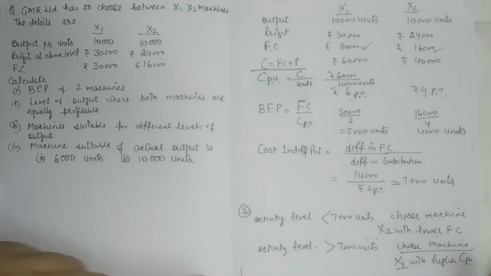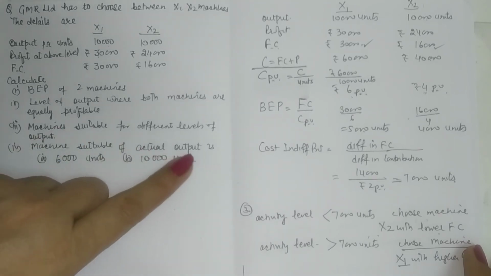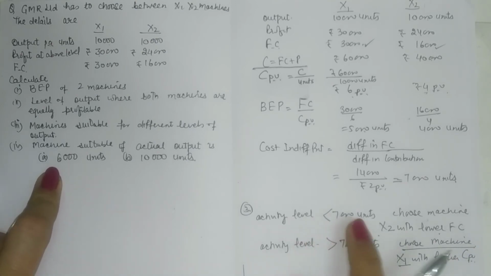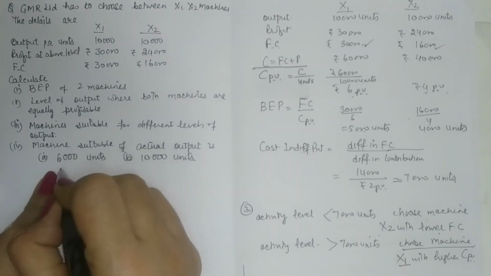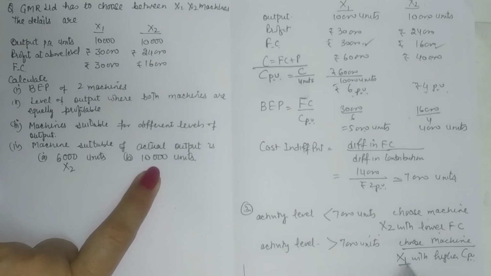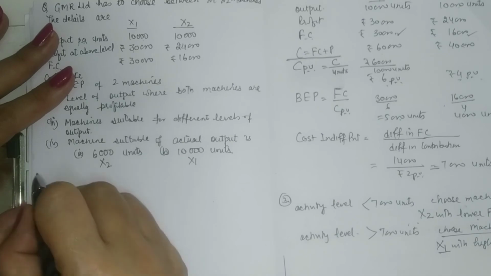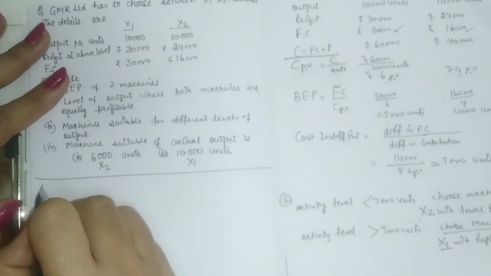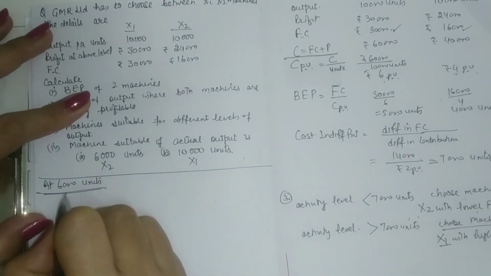Let us see how this happens in the actual decision making arena. So machine suitable for actual output of 6,000 units. When 6,000 units are there, it means you are not able to come up to this. So choose machine with lower fixed cost. So in this case, we will have to choose machine 2. Whereas in the other case, you will be choosing machine X1. So if we are to show our working, suppose your question says show your workings clearly or explain your answer. So at 6,000 units, what will be the profitability?